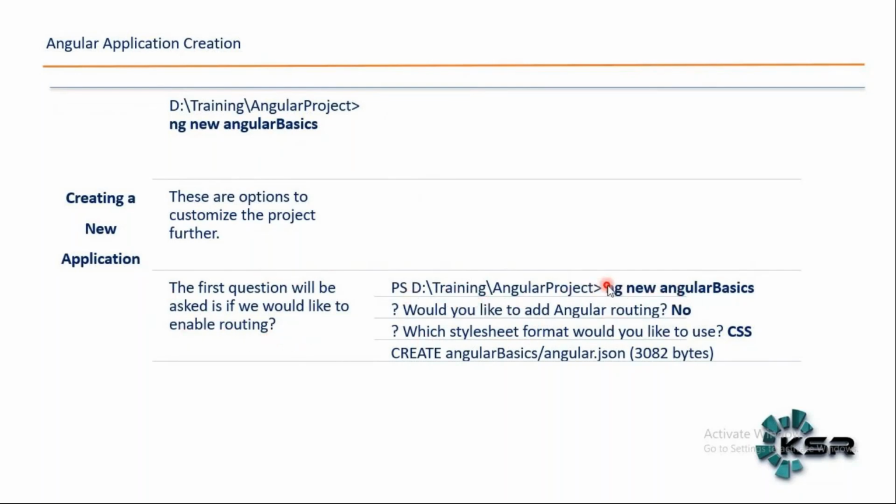Let's see here, I have entered this command and then it asks, would you like to add Angular routing? Routing is not required for a base application. It is for navigation purposes, for when you click on something, what should happen. For that we have to specify it, and it will add extra file specifications, which is not required. I am going to say no. Then which style sheet format would you like to use, whether it is CSS or any other? I'm going to say CSS, and then enter.